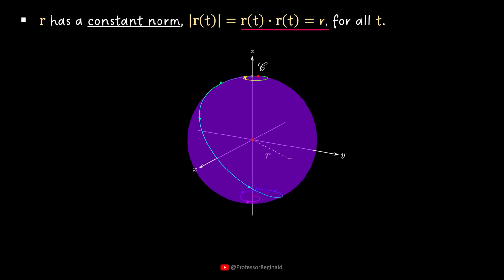Differentiate both sides of the equation. Apply the product rule on the left side, and use the constant rule on the right side. The result is that the dot product of the vector-valued function and its derivative is equal to 0. This means that the vector-valued function and its derivative are orthogonal for all values of the parameter.